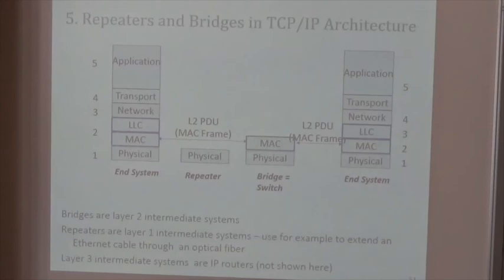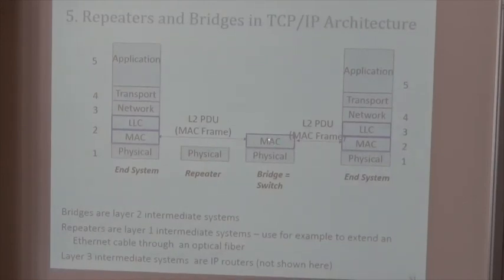We have not seen this animal here, the repeater. Let me just mention its existence. So we can view the bridges as this thing here. If you remember the animations we've done with the router in the middle, a bridge is something that interconnects two physical layers and forwards packets based on the MAC addresses, essentially.